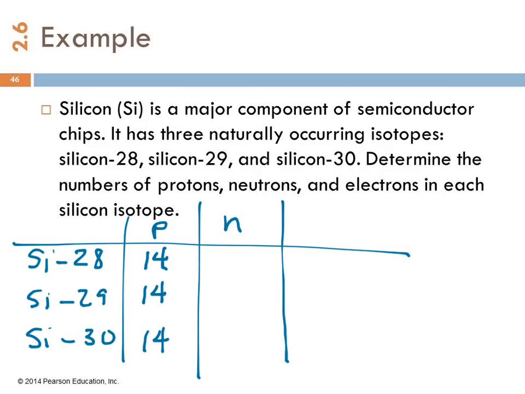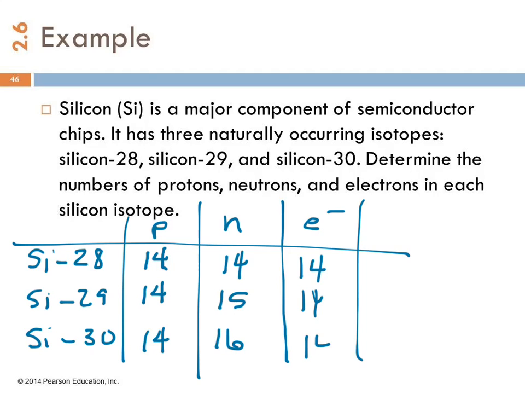Neutrons. So this is the mass number. Protons plus neutrons. So how many neutrons does silicon 28 have? 14. And 29? And 30. 16. How many electrons do these guys have? They each have 14. In a neutral atom, the number of protons and the number of electrons has to be equal because the charges need to add up to 0.